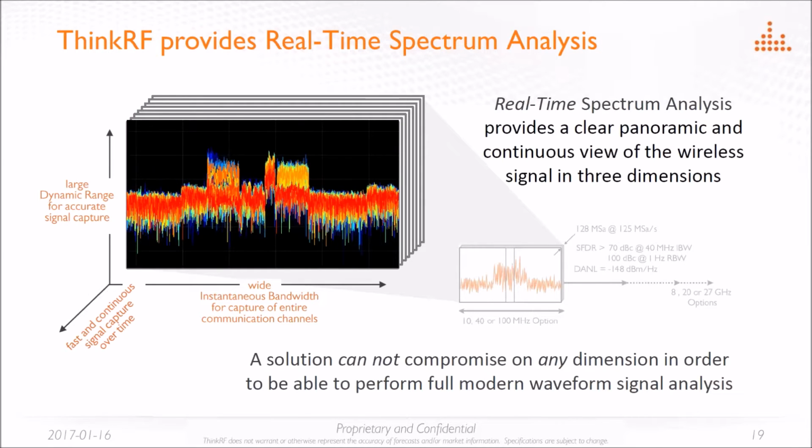This slide gives you a visual overview of what we mean by real-time analysis. What we do is we capture signals as they occur with large dynamic range and over long periods of time, which allows us to capture short intermittent interferers, for instance, and also frequency hoppers like Bluetooth. And so the real-time capability allows you to detect anything and everything.